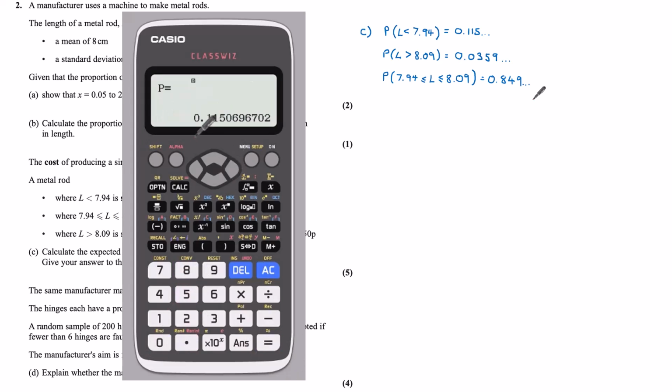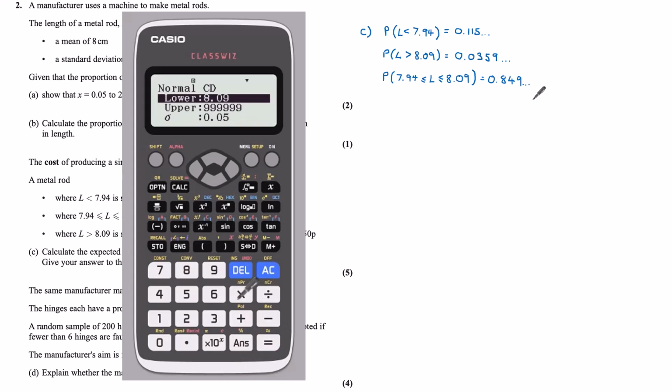This gives me a value of 0.11506 and so on. I'm going to store this as A on my calculator. Now we're going to find greater than, so if I hit equals again, I go back to my menu. So now my lower bound is 8.09. My upper bound is going to be infinity, so we're going to hit 99999. My standard deviation and mean are remaining the same, so when we hit equals, the probability it's greater than 8.09 is 0.035 and so on, and we're going to store this in B.